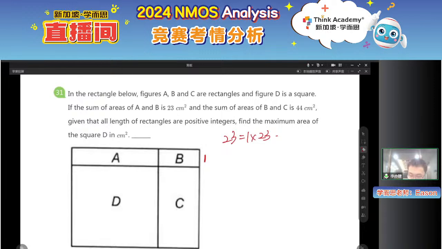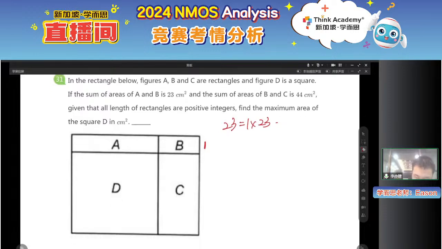And the sum of the areas of B and C is 44. So the problem is, how to determine this? The length of B right here, maybe we name it U. If this is U, then for B and C, the other side would be 44 over U. Then minus 1, right? So now for C it is 44 over U minus 1.